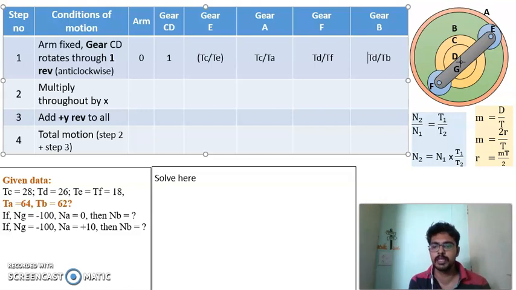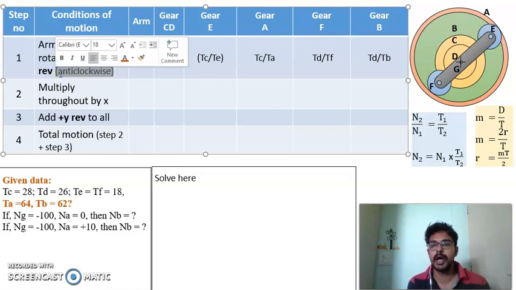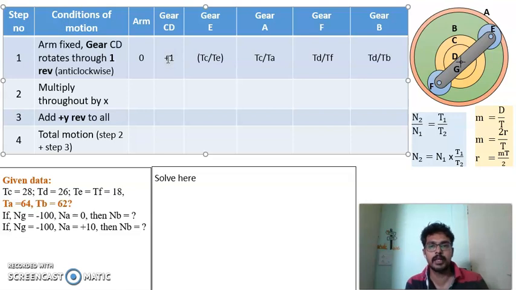So we have over here, that is when the arm is fixed and compound gear CD is rotating with 1 revolution, then gear E is rotating with the speed of Tc by Te, gear A is rotating with the speed of Tc by Ta, and similarly. Now, we need to add signs to it. Here they have said that the compound gear is rotating with a velocity of 1 rpm in the anti-clockwise sense. So, anti-clockwise sense will be marked as positive. So, here I will add +1 to indicate that it is rotating in the anti-clockwise sense.